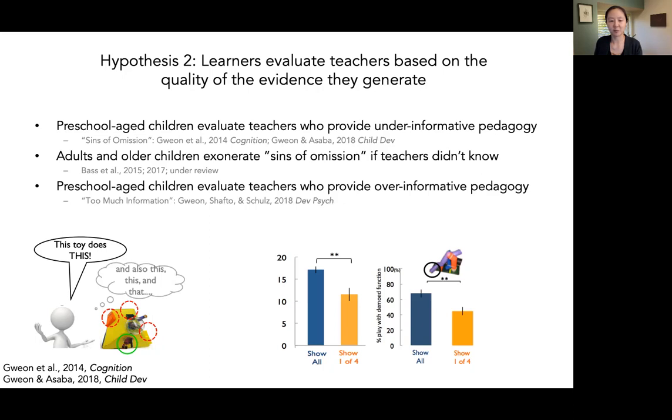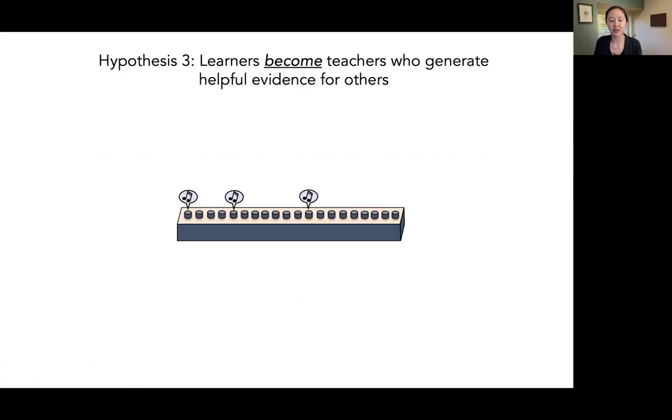Now, what is important about this fact is that to the extent that learners can evaluate teachers who violate their expectations about what it means to be a helpful teacher, then when they're given a chance to teach another person, they ought to be able to provide and generate helpful evidence as well.